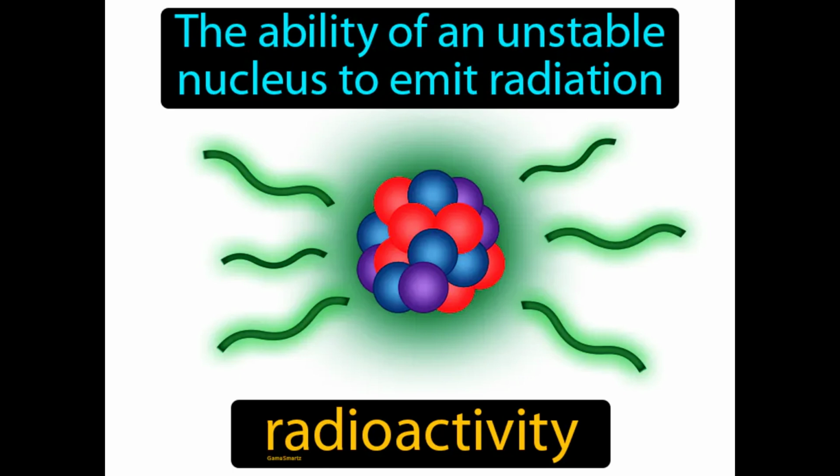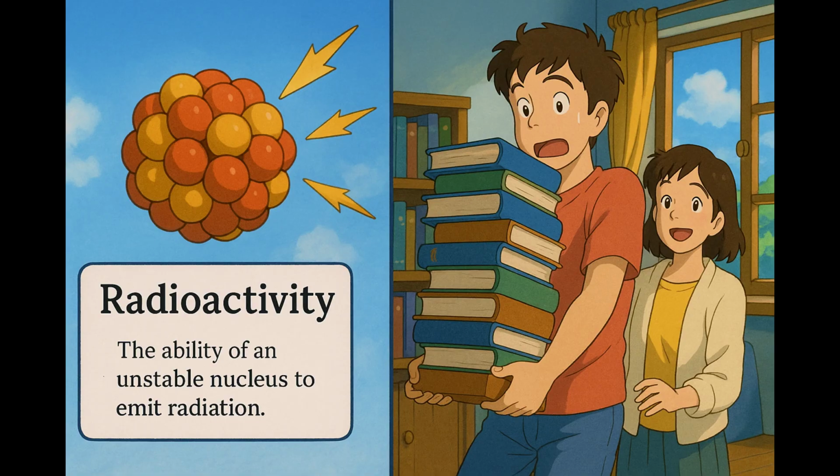The ability of an unstable nucleus to emit radiation. Radioactivity. It is the process where unstable atoms release energy in the form of particles or rays to become stable. Imagine you're trying to balance a stack of books that keeps wobbling because it's not stable. Just like the stack of books, an unstable atomic nucleus is also in a precarious state and seeks stability.